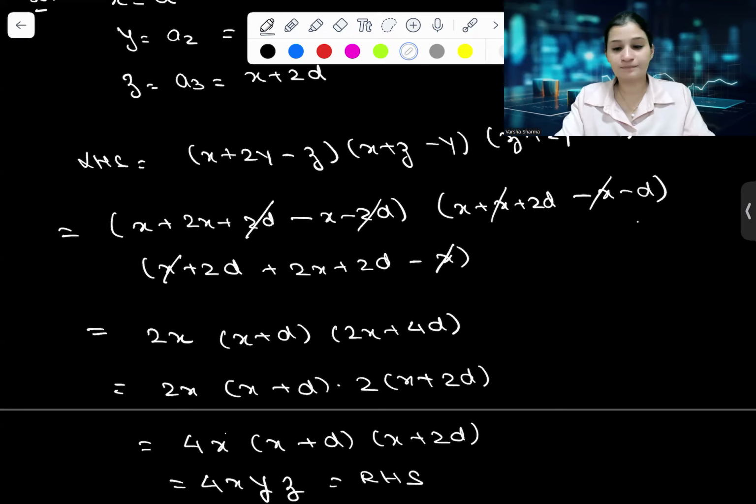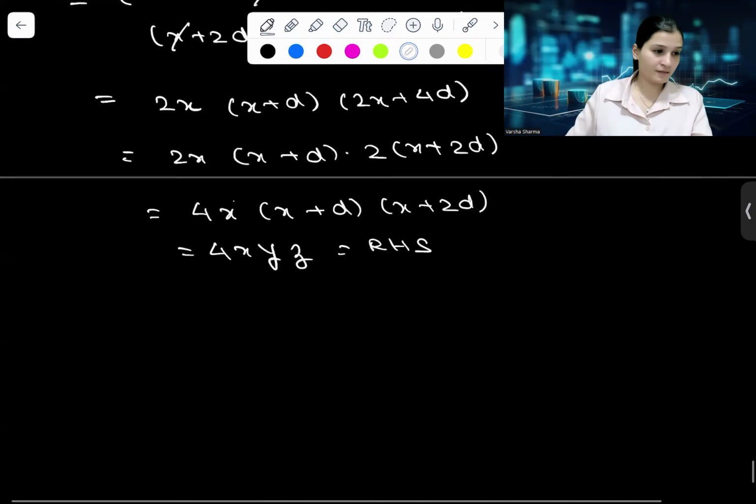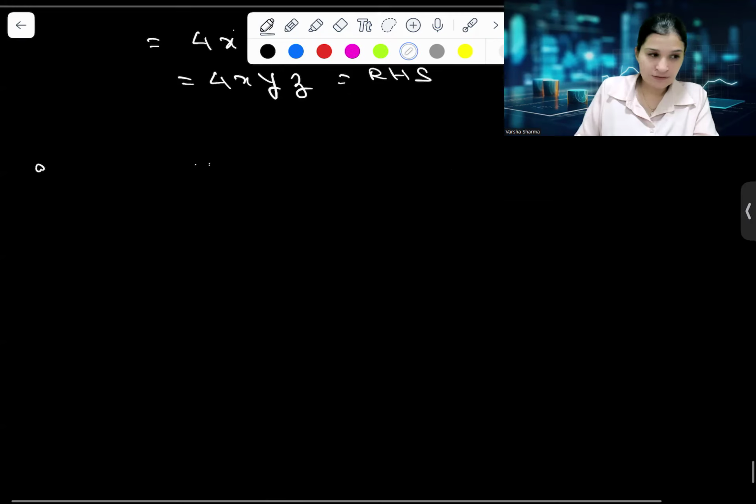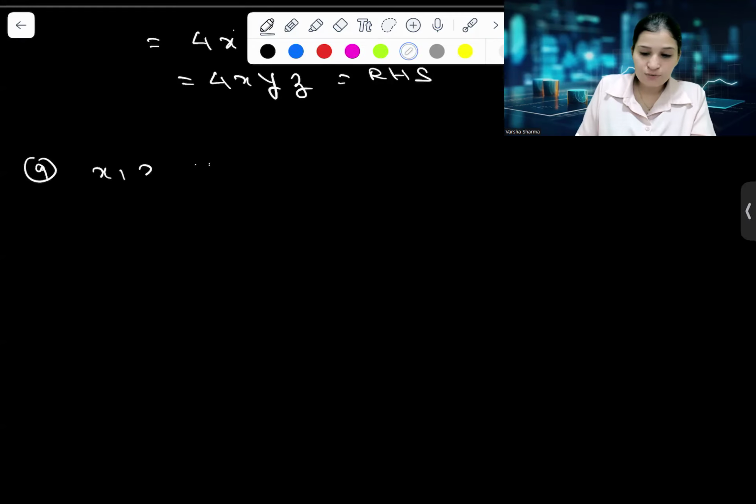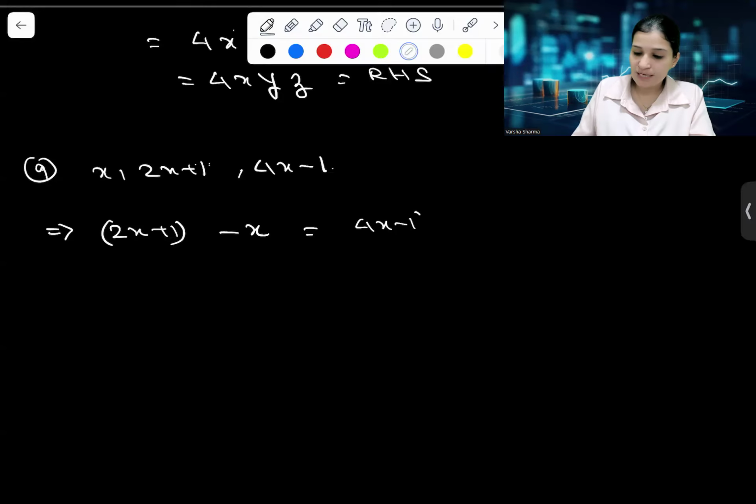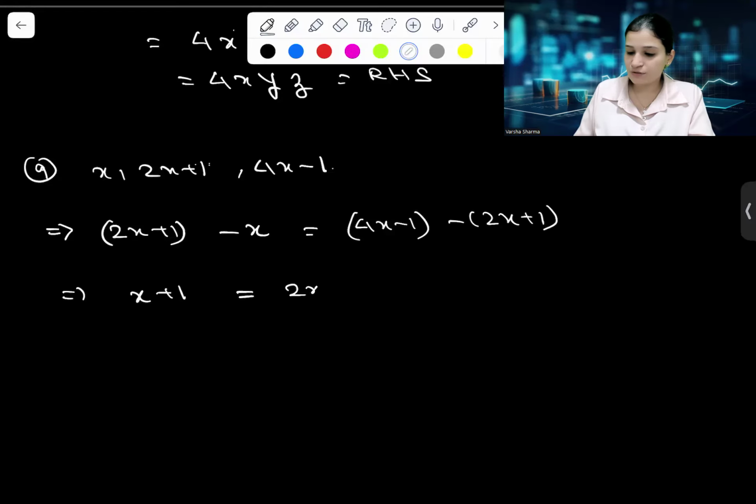Everybody done? Yes, ma'am. Next, number 9. If x, 2x plus 1 and 4x minus 1 are the first three terms, the common difference will be the same. 2x plus 1 minus x, and 4x minus 1 minus (2x plus 1). So this is x plus 1, this is 2x minus 2. X equals 3. X is done.